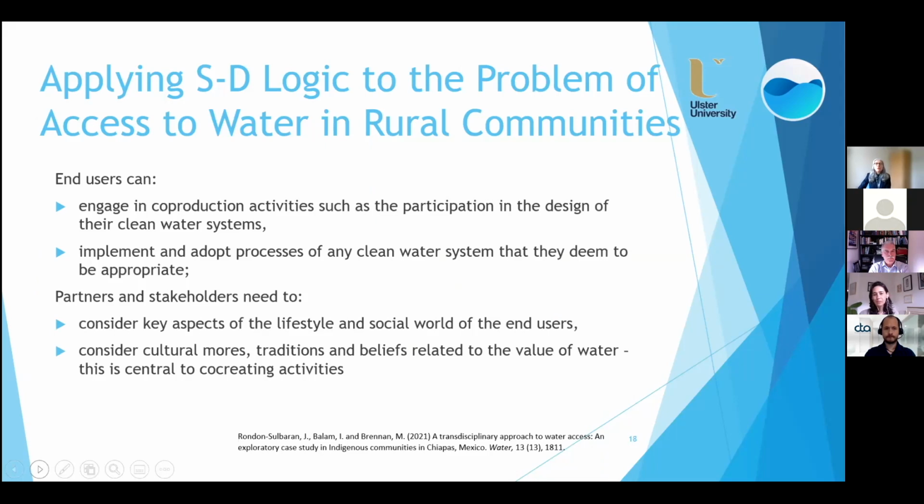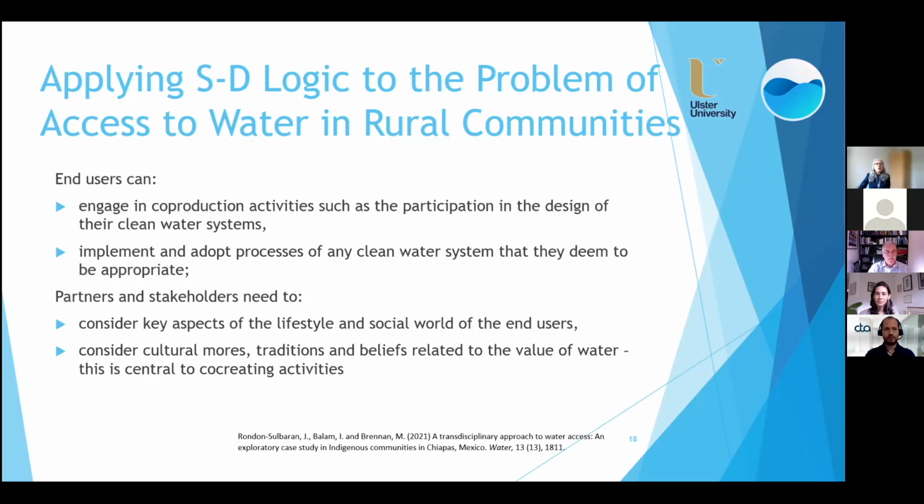So how can we then create value? How can we co-create value in water services? From our research, we have found out that it is important to engage communities in the co-production of activities. Communities have a lot to contribute to these types of projects. They can contribute knowledge, they can contribute ideas, and they could be engaged in the projects from the initiation and participate in the design of the technologies or the systems that they are going to deem appropriate to their needs. And then that is going to lead to implementation and adoption of these systems and processes.